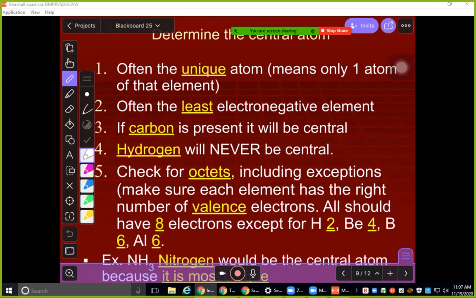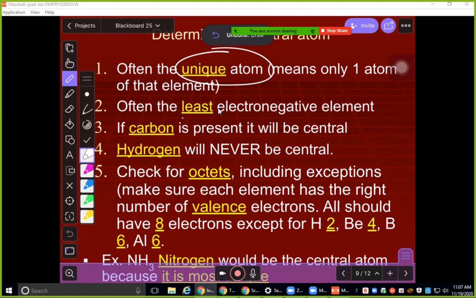All right, so when you are going to determine your central atom, I say this in the video, but I kind of leave out a couple of these details. I'm just going to go through these rules. So you have unique atoms, meaning there's only one atom of that element. So if I have something like NH3, N is unique. There's only one of them, okay?